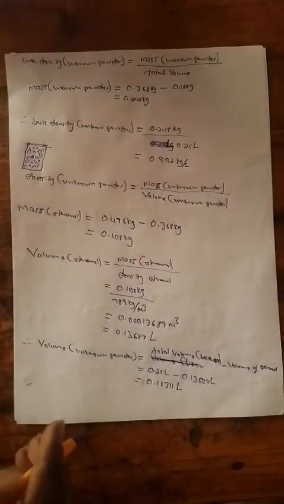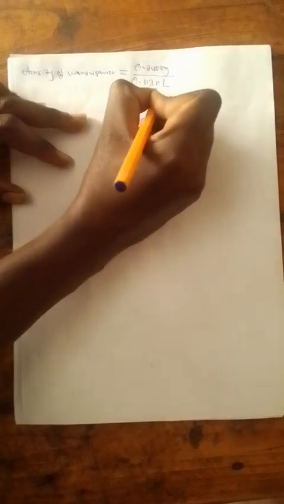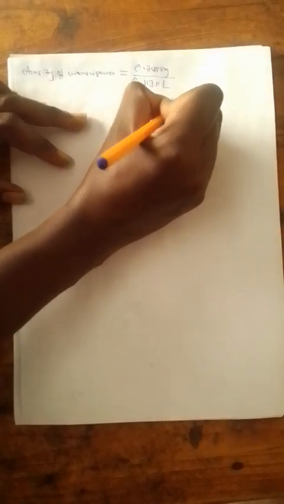0.248 kilograms all over the volume of the unknown powder we just calculated it to be, let me just verify, 0.11311 liters. If you use your calculator, that is going to give you 2.193 kilograms per liter. So that is actually the density of the unknown powder.